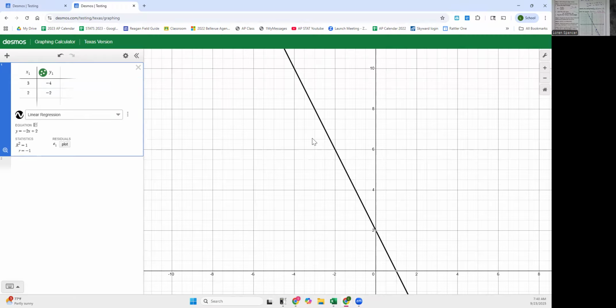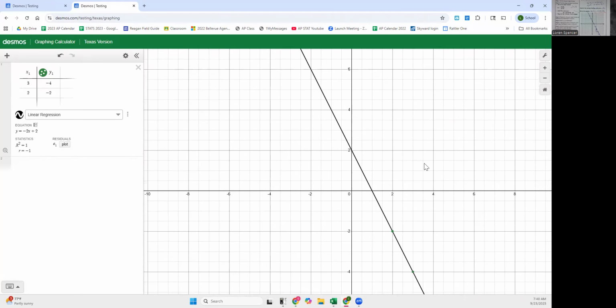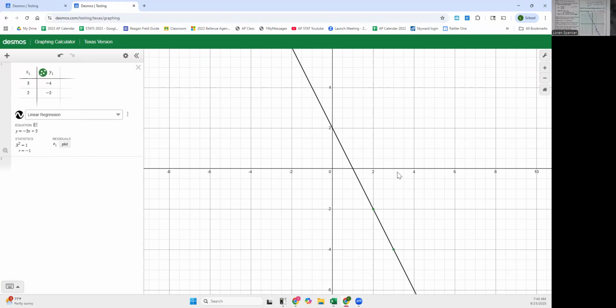All right, so we have our line, and that line looks pretty much like ours because ours goes through that. We had a starting point of 3, -4. So hopefully we have a starting point of 3, -4, and sure enough, we do. Okay, so it should look pretty much like that, so you should be able to check it out that way.